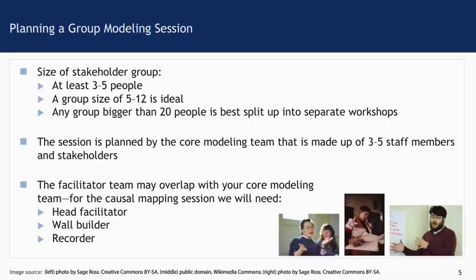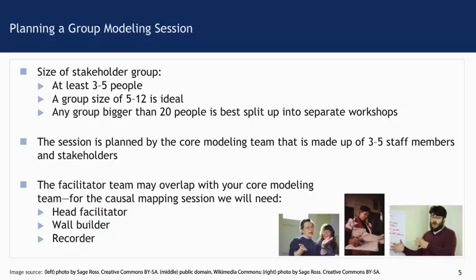So let's think about the people who are going to take part in our group modeling session. They are, of course, the stakeholders, and you should have at least 3 to 5 stakeholders to get a good group dynamic. A group size of 5 to 12 is ideal, but when your group gets as big or bigger than 20 people, facilitating the group becomes very difficult. If there are more than 20 stakeholders whose input you're looking for, it is a good idea to split stakeholders into separate workshops. These workshops can, for example, review each other's causal maps.